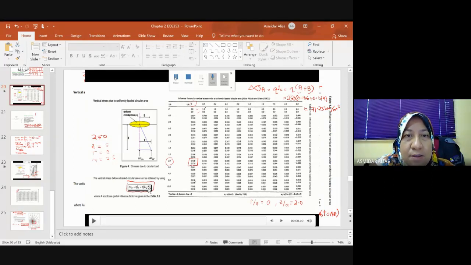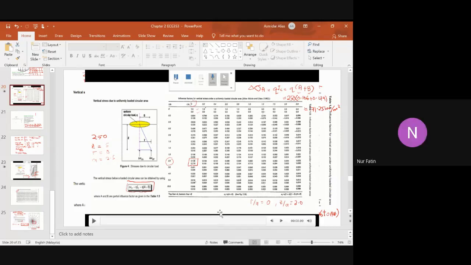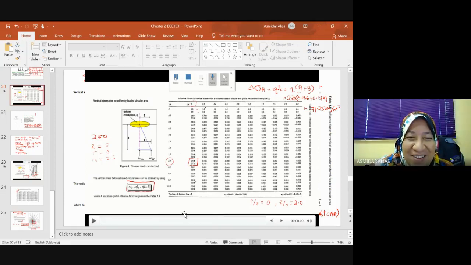Yang lain boleh ya? Kita Boleh, teruskan. madam. Terima Boleh kasih. je madam. Boleh ya? Boleh. Thank you. Kita teruskan untuk rectangular section.